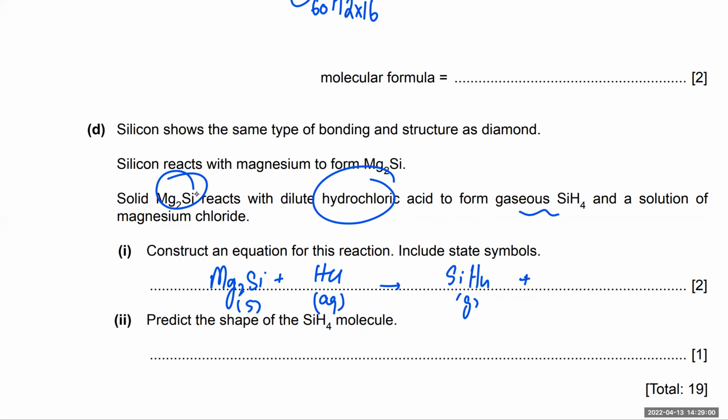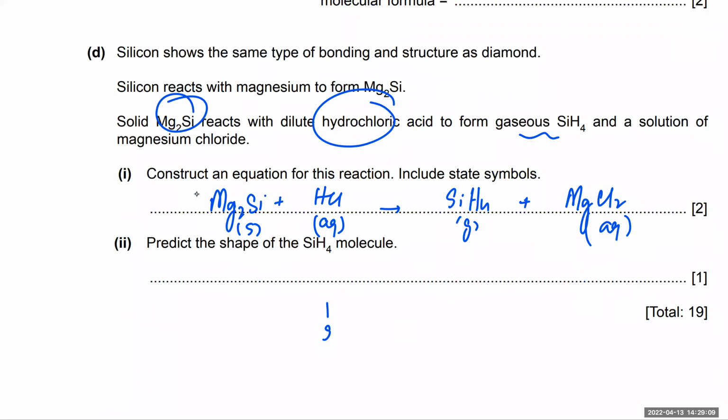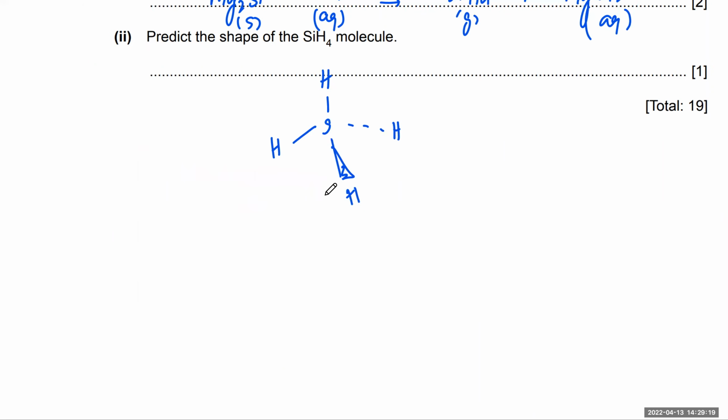So that's again MgCl2, and that's going to be aqueous. State the shape of the SiH4 molecule. That's tetrahedral, because there are 4 bonds and no lone pairs. So that's going to be tetrahedral. And next one.